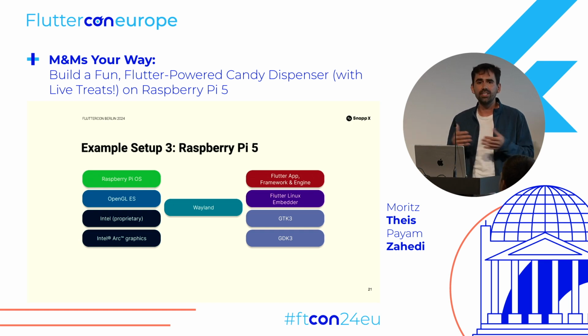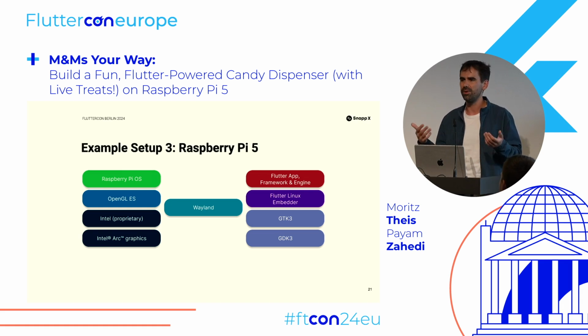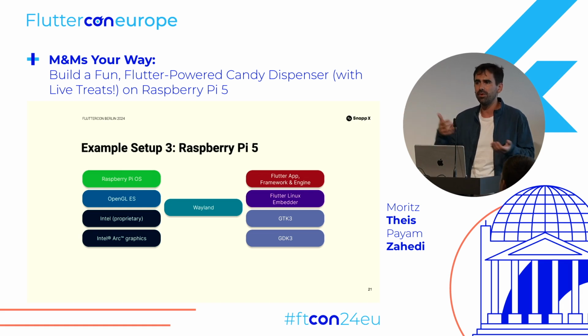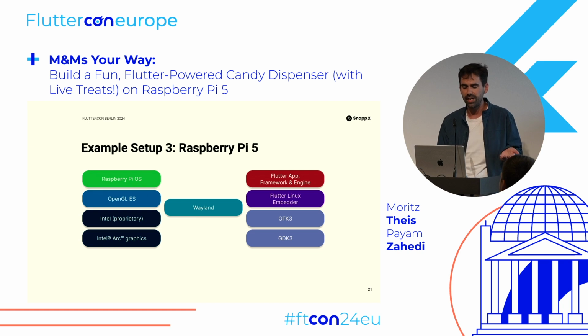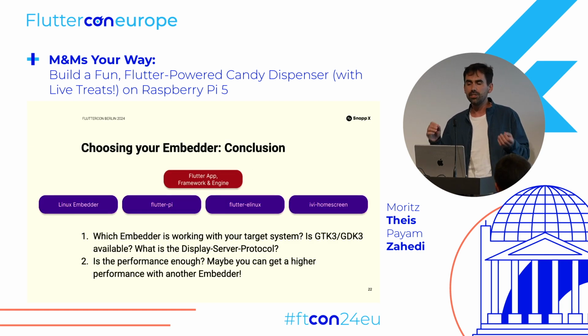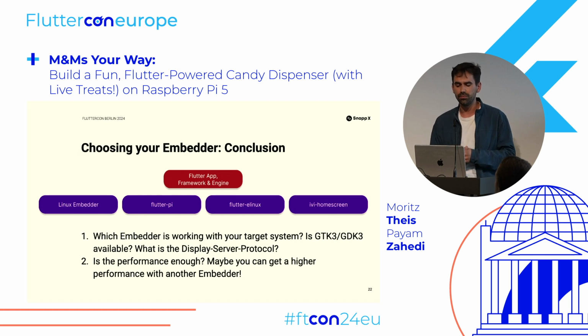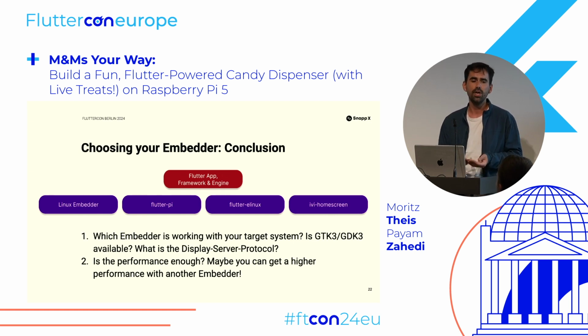Therefore, to get started with Flutter development on the Raspberry Pi 5, we can just go with standard Flutter Linux, with the standard Flutter Linux embedder. So in conclusion, to decide which embedder you should use for your embedded Flutter application, you need to find out what your target system is. Not only the hardware, but also the software. Do you have GTK, GDK available? Then you can just start it off with Flutter Linux and at least start there. That's mostly what's limiting you there.